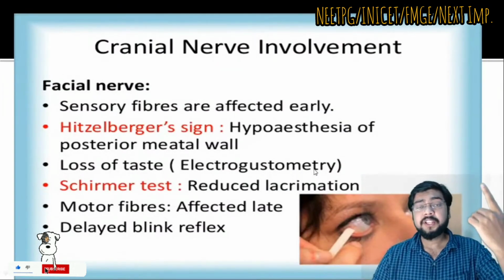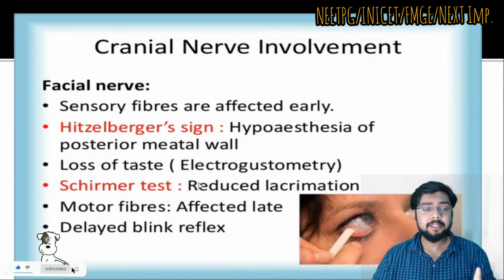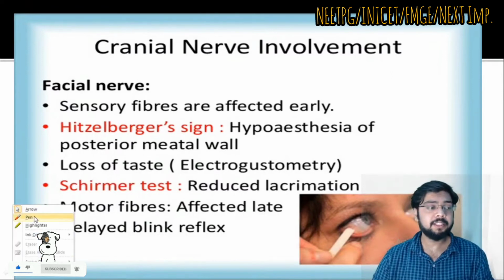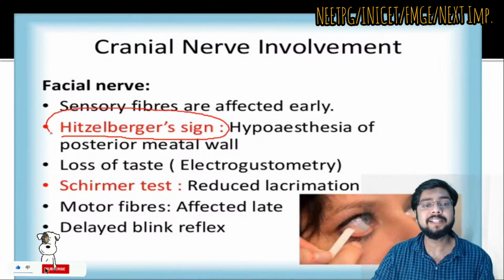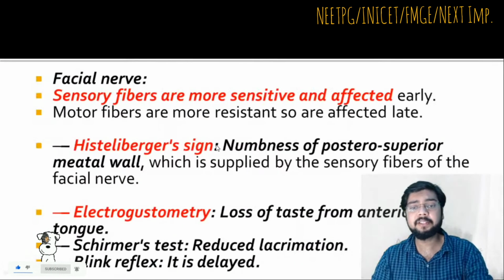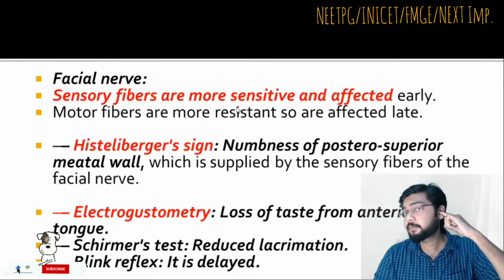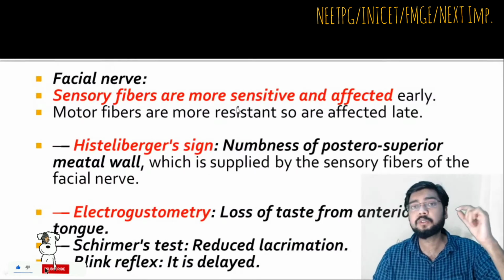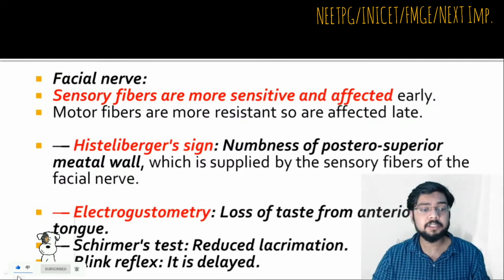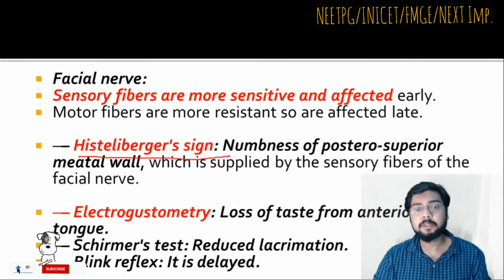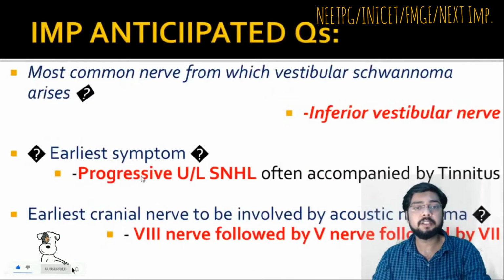What will happen with the facial nerve? With facial nerve involvement, you will get one more sign. Can anybody of you tell me what this sign is? You can comment. So facial nerve involvement will result in a sign called Hitselberger sign, which is hypesthesia of the posterior meatal wall. So a very important sign. Hypesthesia of the posterior meatal wall. When you touch the posterior meatal wall, you will see that the patient does not have any sensation, and that is called Hitselberger sign, right? Hitselberger sign. Numbness of the posterior meatal wall is the Hitselberger sign.